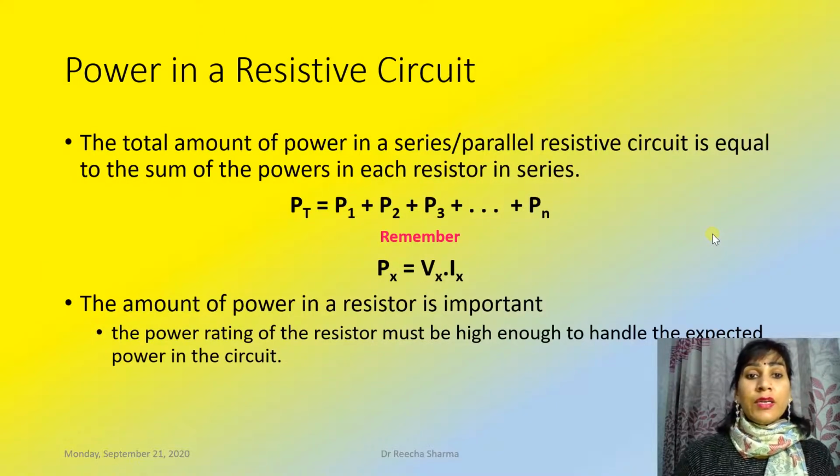Next is power in a resistive circuit. The total amount of power in a series-parallel resistive circuit is equal to the sum of the powers in each resistor. P total is equal to P1 plus P2 plus P3 plus Pn. We know that power is equal to voltage times current. The amount of power in a resistor is important. The power rating of the resistor must be high enough to handle the expected power in the circuit.